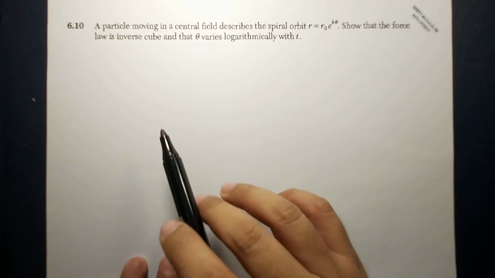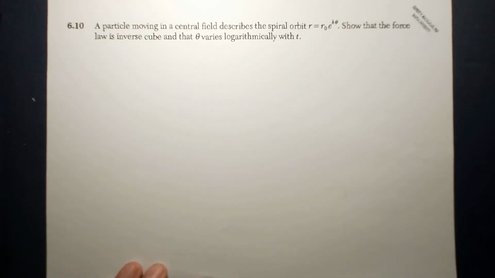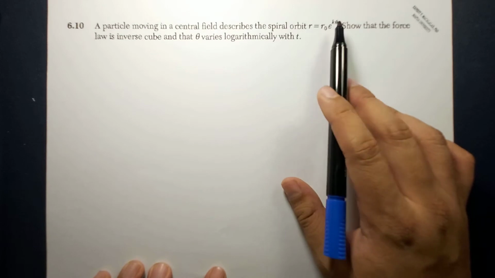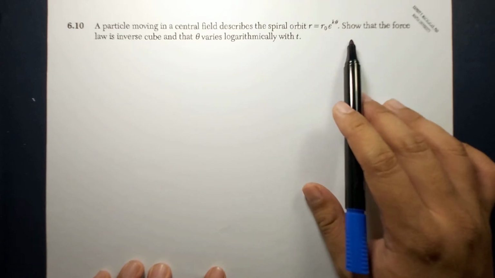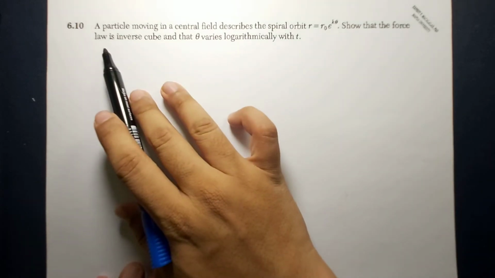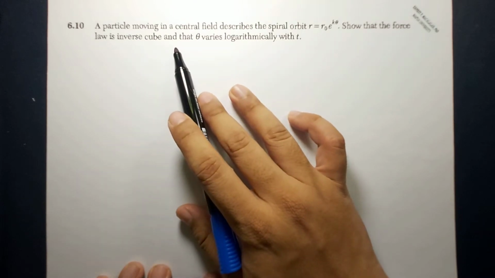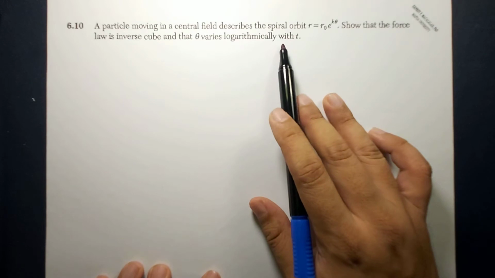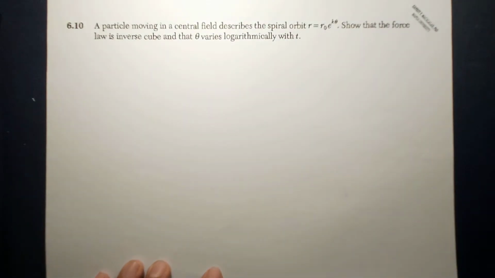Okay, so the problem reads: a particle moving in a central field describes the spiral orbit r = r0 e^(kθ), where r0 is a constant and k is also a constant. Show that the force law is inverse cube and that theta varies logarithmically with time.